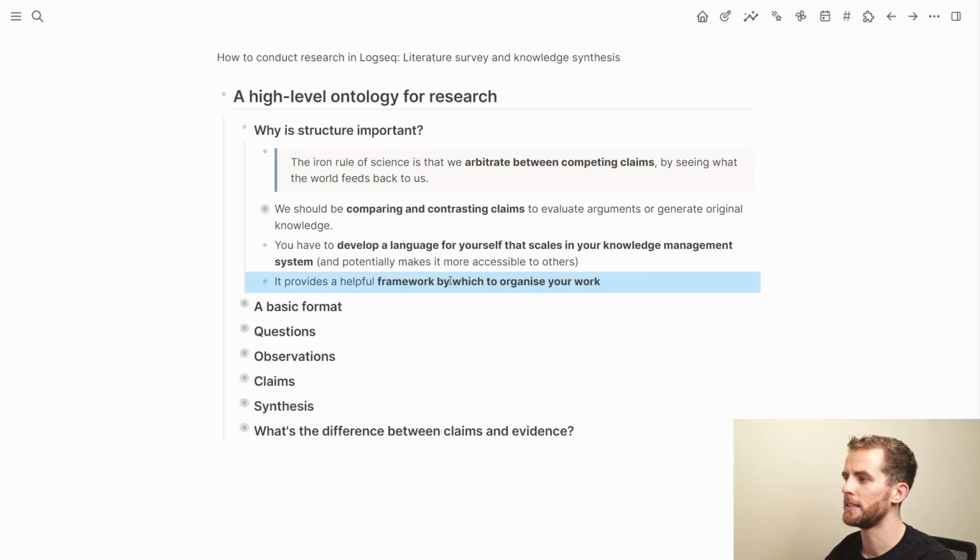And then the last point here is just a helpful framework by which to organize your work. Otherwise, you're just flailing around and working in text notes, and it's all good and you can find those things later by search, but that upfront structuring really helps you to just organize your mind.